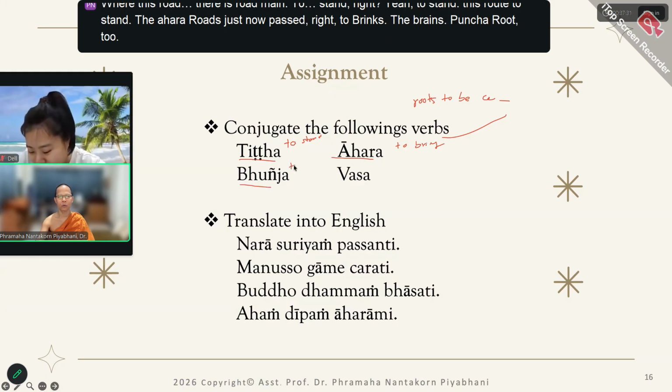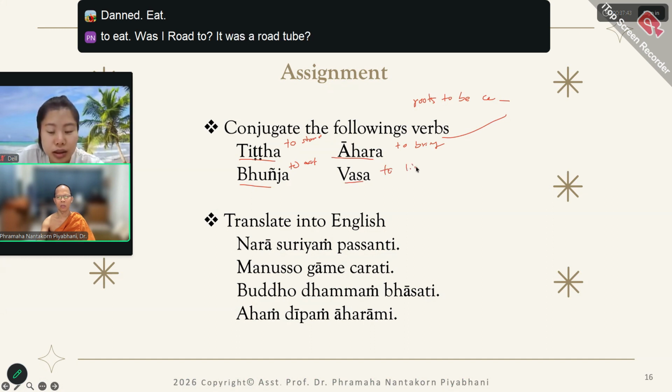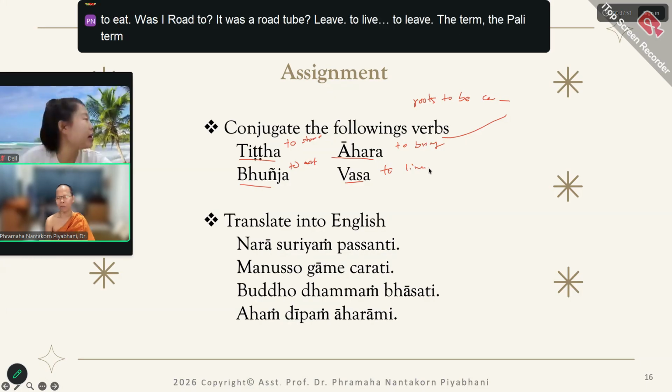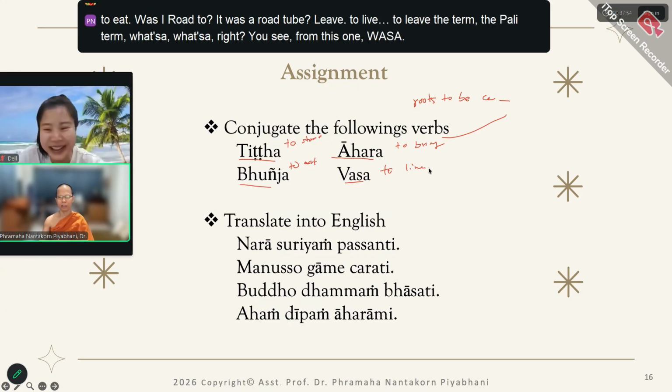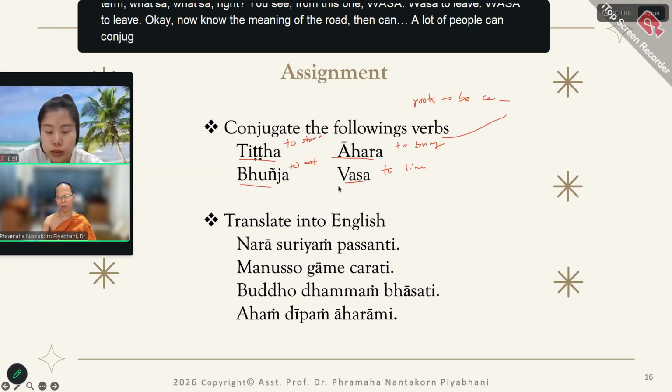Punsha, root to eat. Vasa, root to leave. The Pali term vasa, you see from this one, vasa, to leave. Now that you know the meaning of the root, all of you can conjugate it.